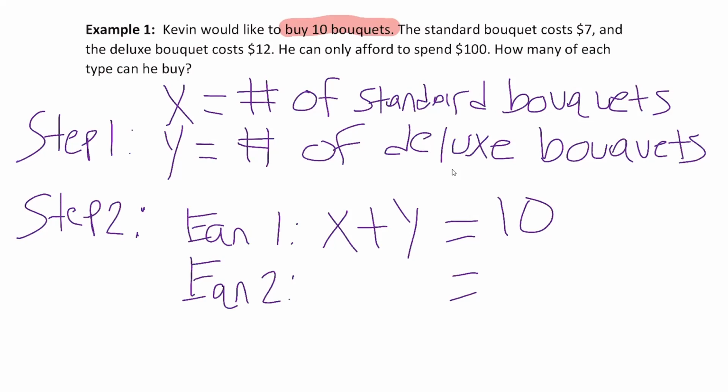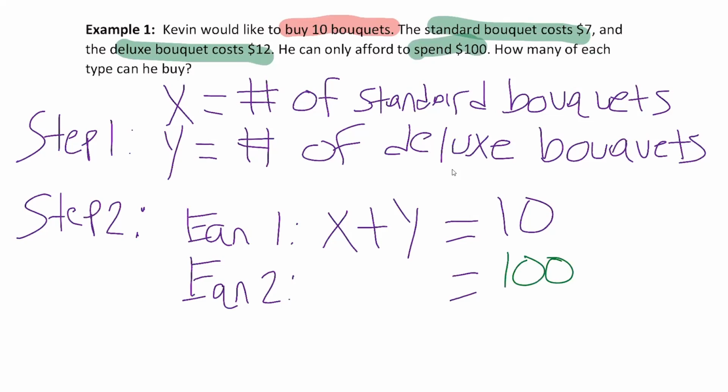The next thing I noticed in the problem is it's talking about the price. Maybe I'll use a different color. So a standard bouquet is $7. A deluxe bouquet is $12. And then they tell us his total amount of money. So my second equation is going to equal $100.